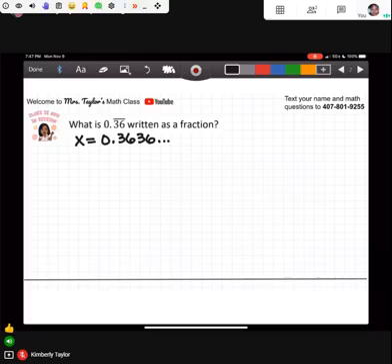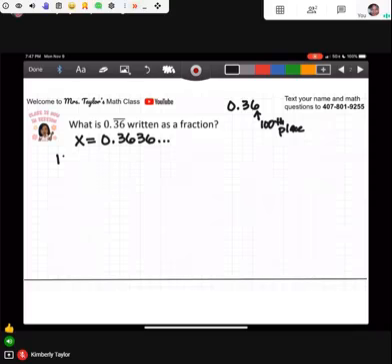Then the first thing you want to do is multiply both sides by 100. The reason you want to do 100 is because the 6, when you're looking at this decimal 0.36, is in the hundredths place. So you would need to multiply both sides by 100. When you do that, you get 100x is equal to 36.3636 repeated.